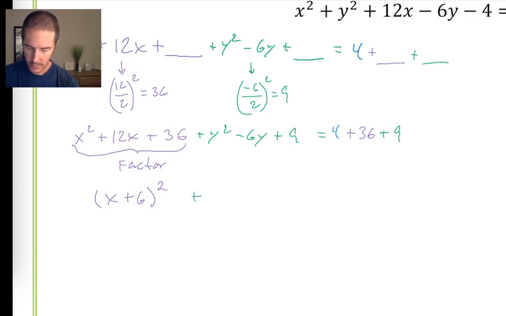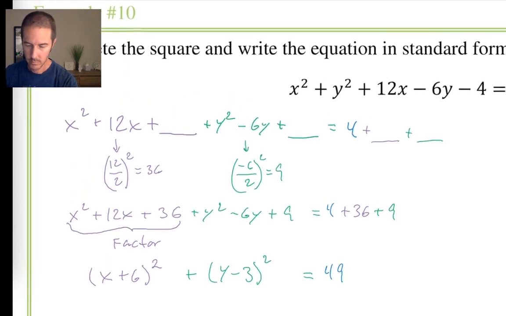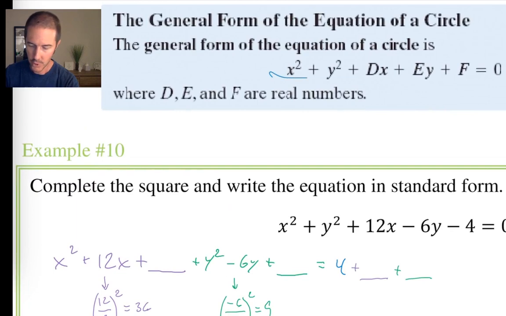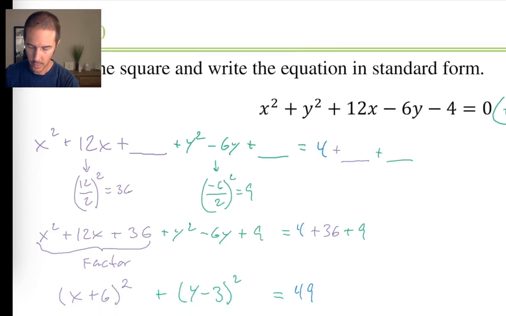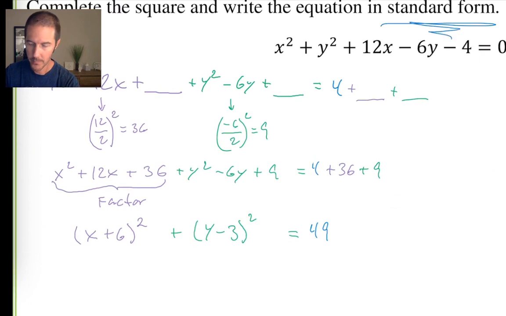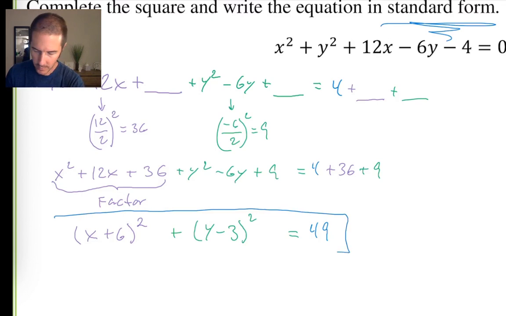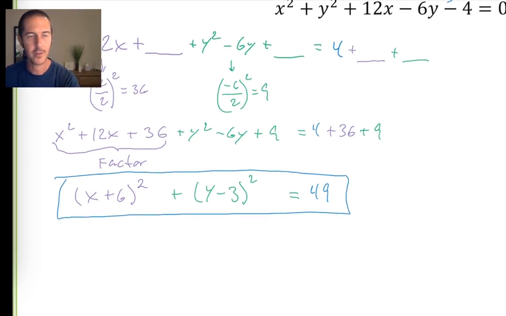Same process for our next 3 terms. This is going to be y minus 3 squared. You could double check it and FOIL it out, combine like terms, you'll get y squared minus 6y plus 9. And on the right-hand side of our equation, we do the addition and we get 49. That is, this is general form. We just wrote our answer in standard form. Much nicer to work with. So writing the equation in standard form, and then let's do that little exercise again.